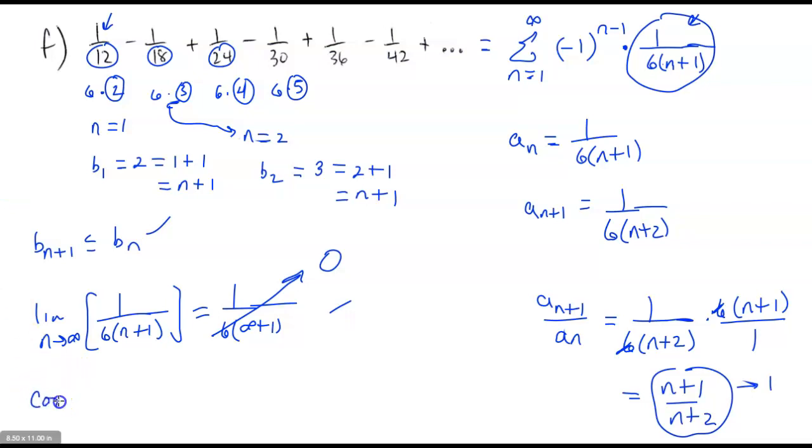So we know that we have conditional convergence via the alternating series test.